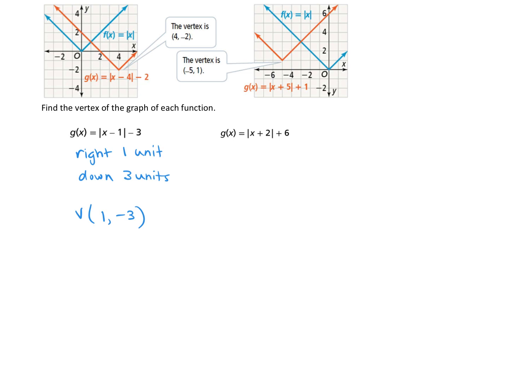All right, our second g of x function, absolute value function, so V-shaped graph. We got an x plus 2. Tricky x, if it says x plus 2, we're going to translate to the left 2 units. And then that plus 6 on the end, we will shift up 6 units. So our vertex of our new function, remember we were at 0, 0 in the parent function. Now we're going to go to the left 2 and up 6, so our new vertex will be at negative 2, 6.